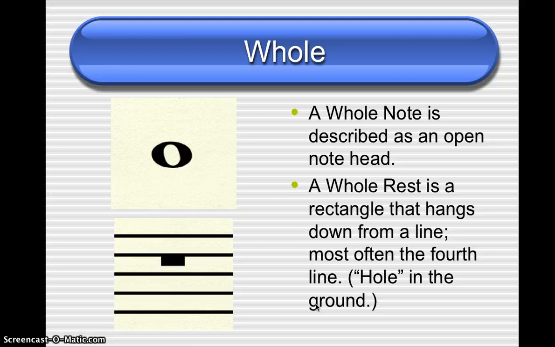The next one, this is where most people start, and this is a very common note, the whole note. If you look at it, it just looks like a round circle that's not even colored in, and we describe it as an open note head. We have just the circle part, and it's not colored in. That's an open note head. The whole rest is this rectangle picture that hangs down from a line. I know when I was first learning to read music, my music teacher said, hey, pretend that fourth line is a line, and there's a hole that goes down below the line. So we have a whole rest and a whole note.